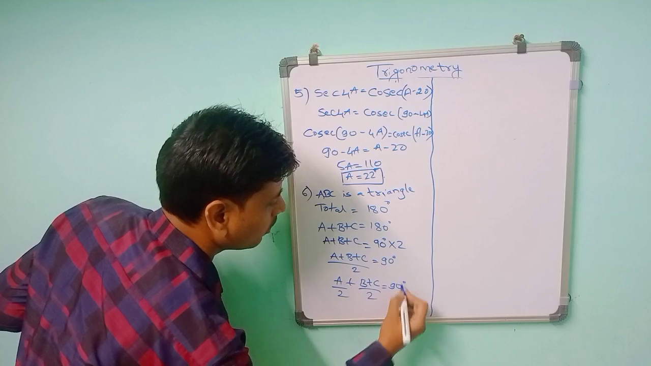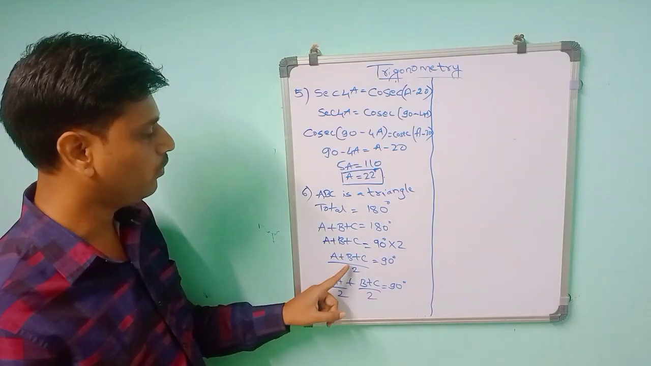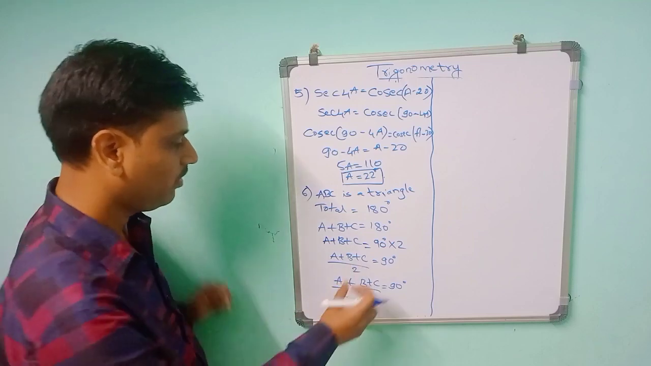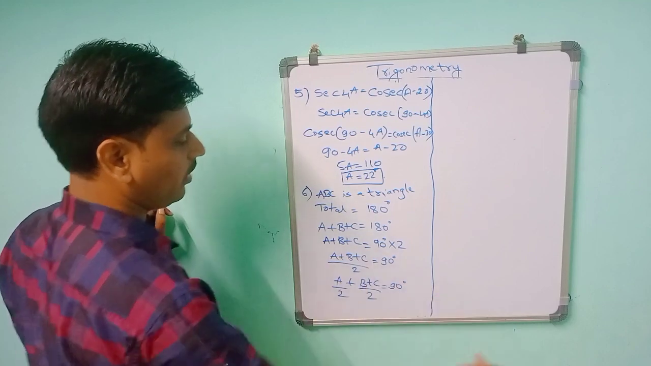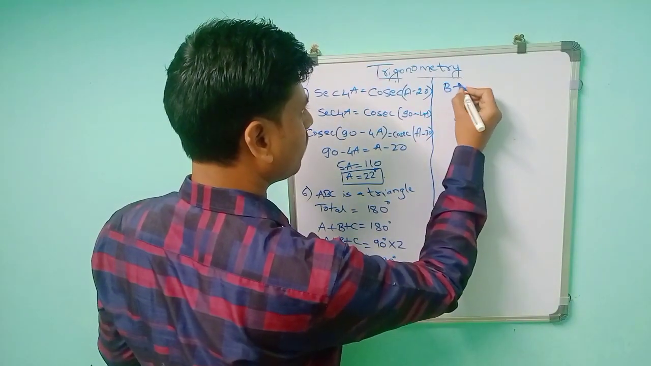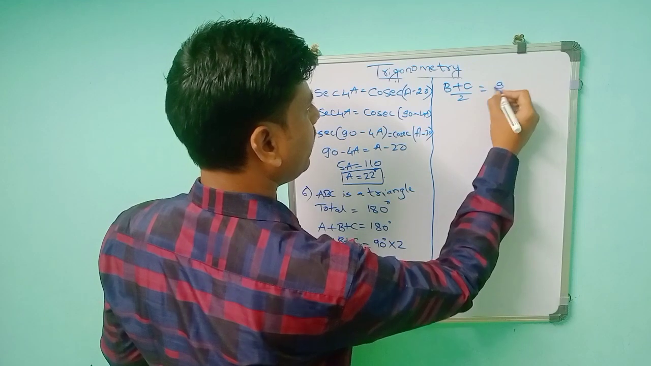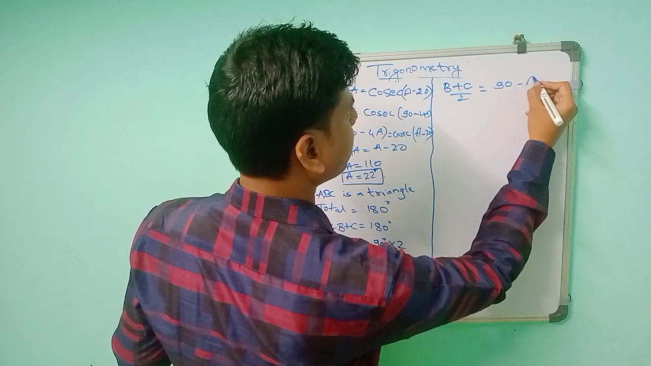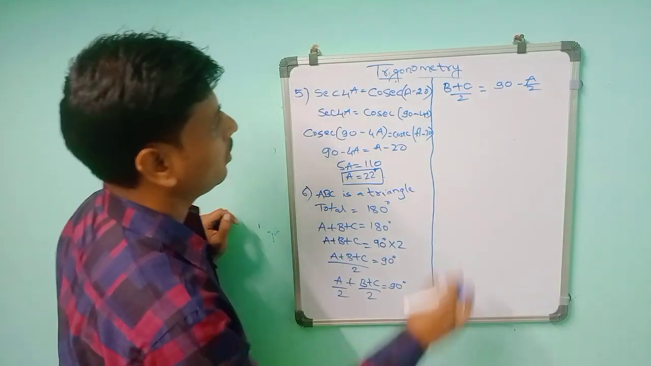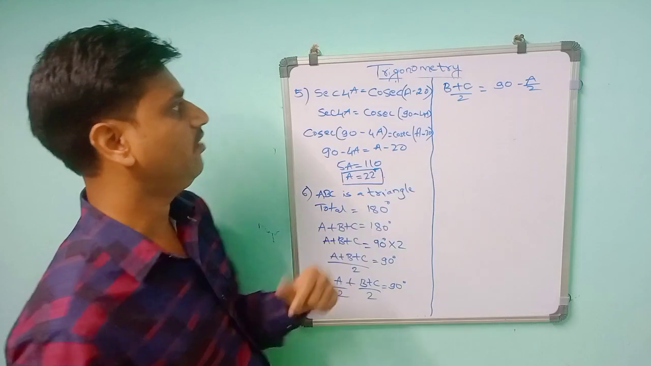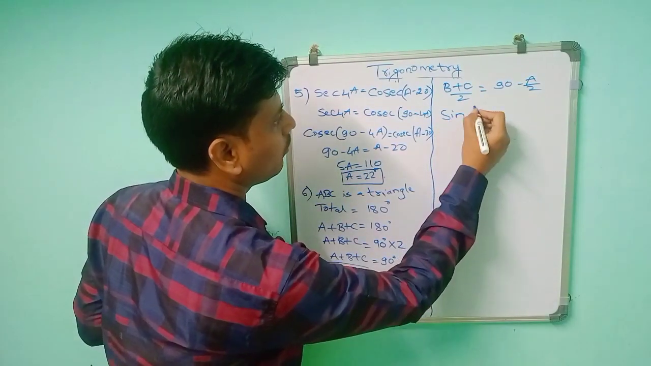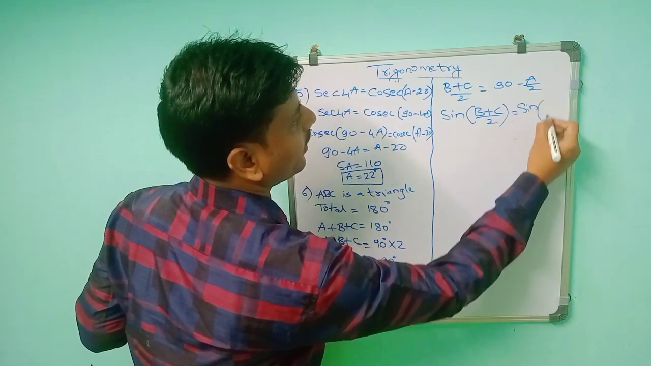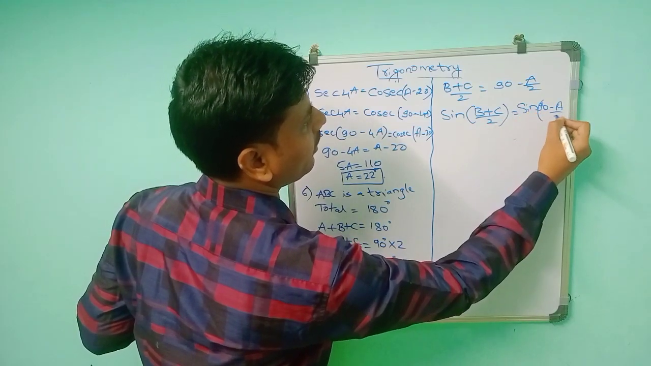These mean the same only, because it is A/2, B/2, C/2. So I wrote A/2 plus these two angles. They gave two angles, no? So B plus C I get. If you shift A/2 to this side, it will be (B plus C)/2 is equal to 90 minus A/2. So if you take sine on both sides, you have to take the same on both sides. Sine of (B plus C)/2 is equal to sine of (90 minus A/2).